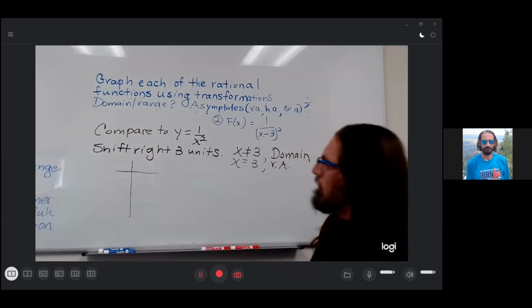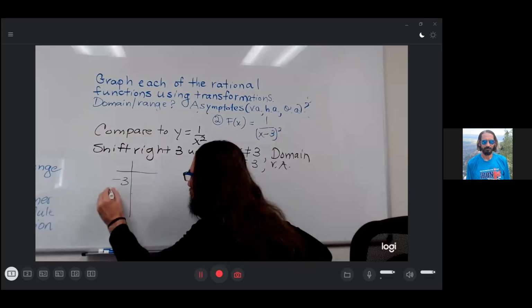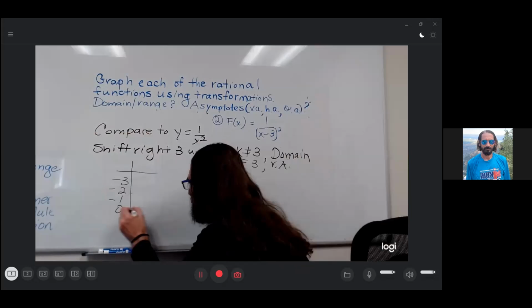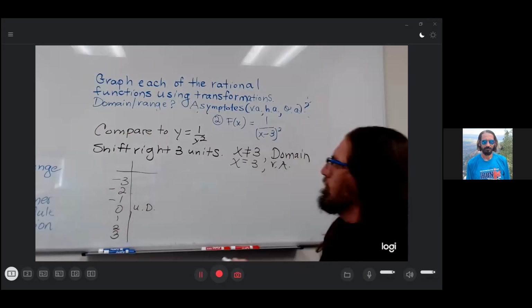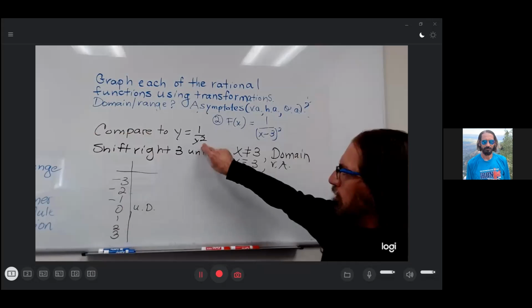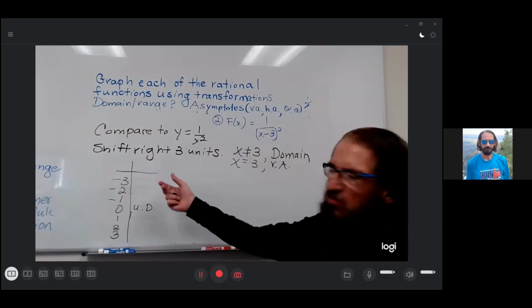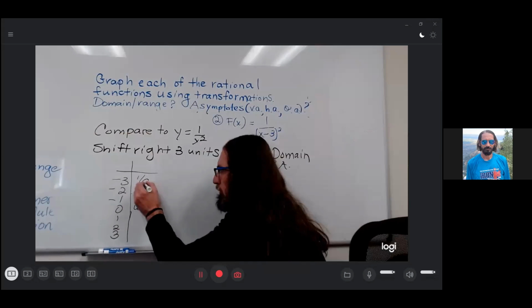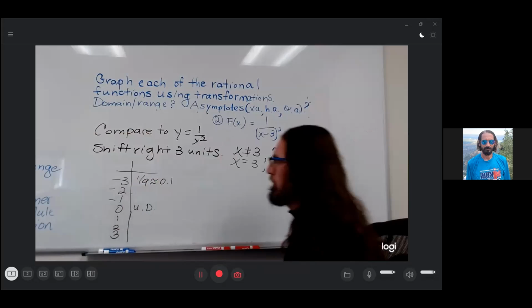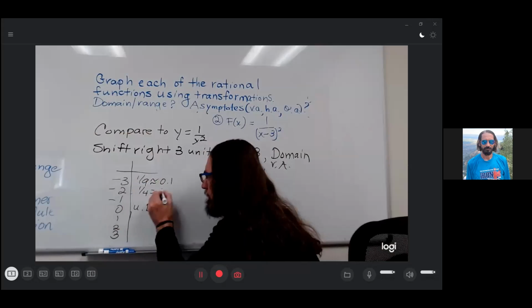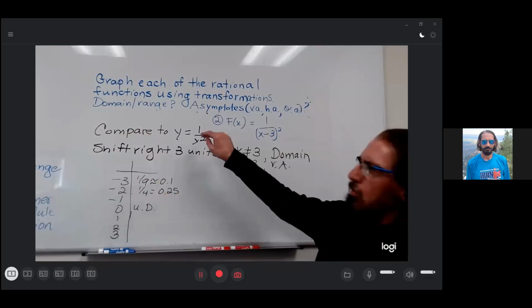Now, if I were to put in -3, -2, -1, I know I can't put in 0 here, but that's going to give me something undefined, and I want to make note of that. And then 1, 2, and 3. Before any transformations, we'd have all of these negatives. When squared, you get a positive. It's going to be 1/9, or approximately 0.1. Then 1/4, or 0.25 exactly. 1 over +1, 1.